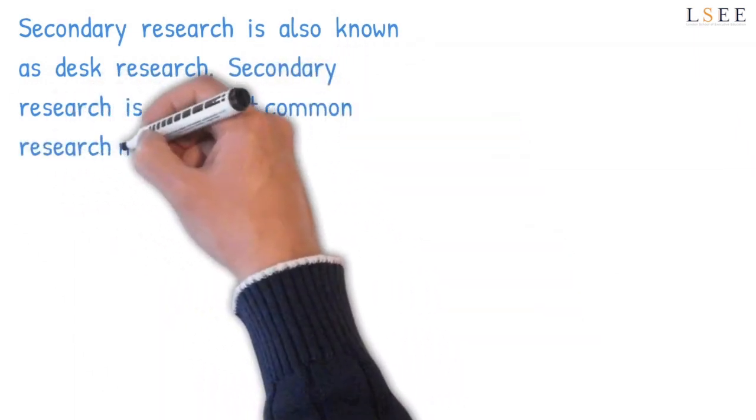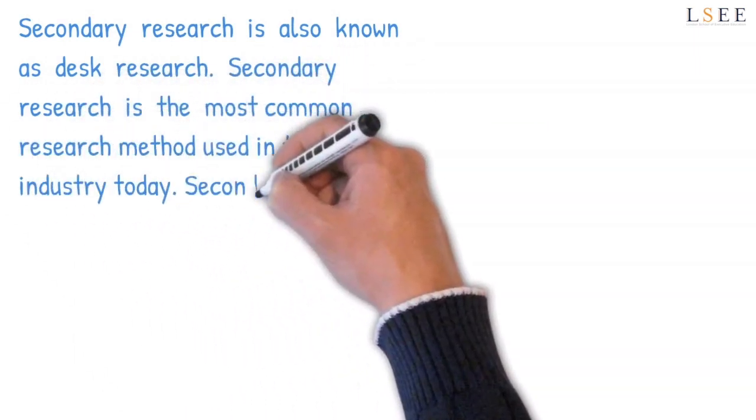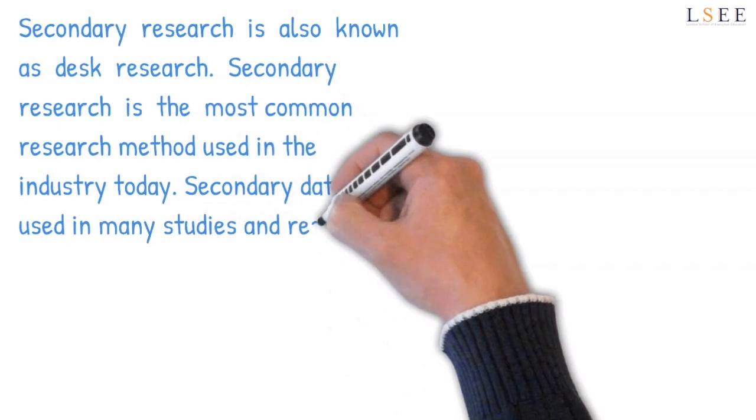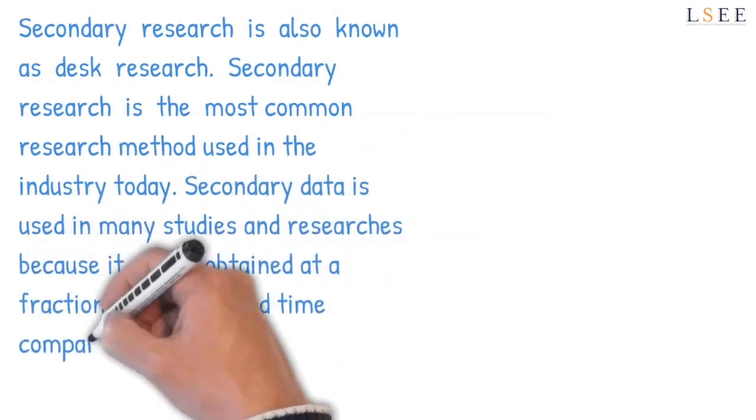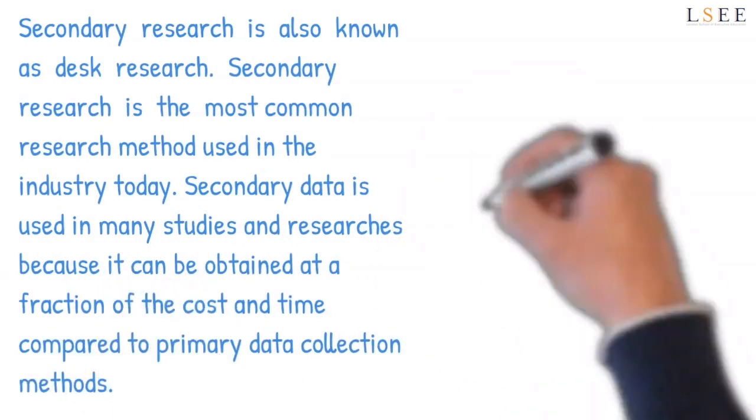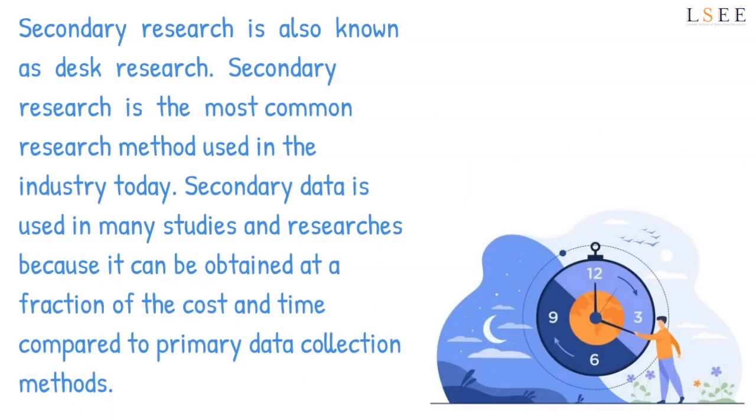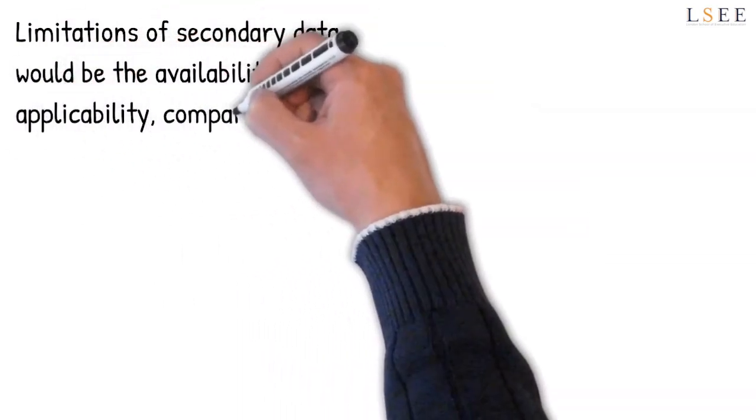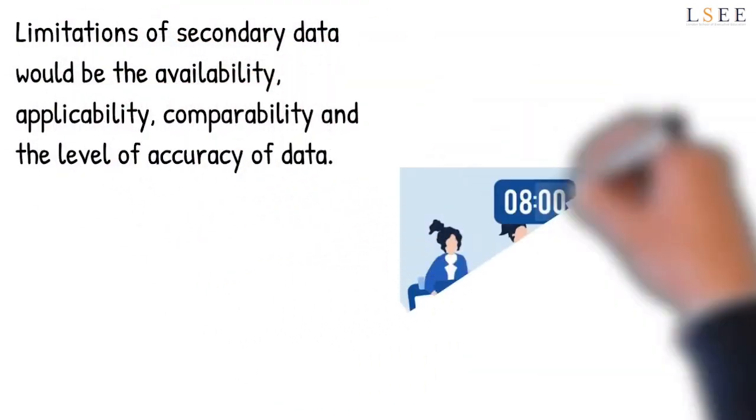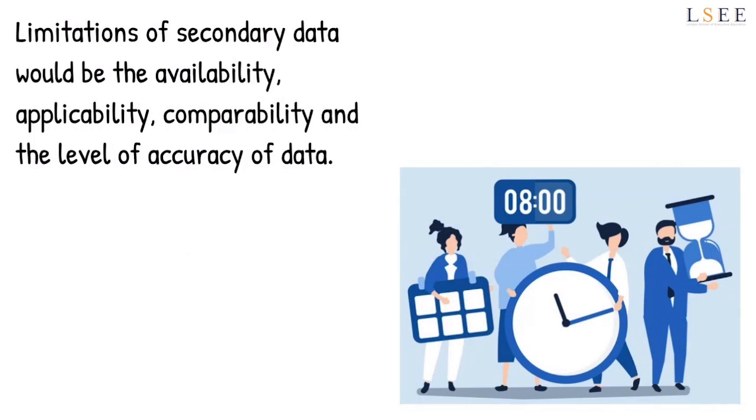Secondary research is the most common research method used in the industry today. Secondary data is used in many studies and researches because it can be obtained at a fraction of the cost and time compared to primary data collection methods. Limitations of secondary data would be the availability, applicability, comparability, and the level of accuracy of data.